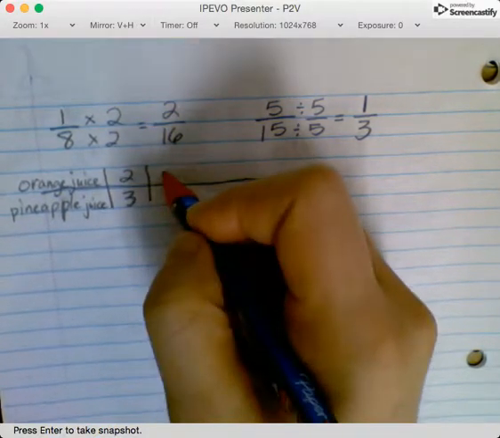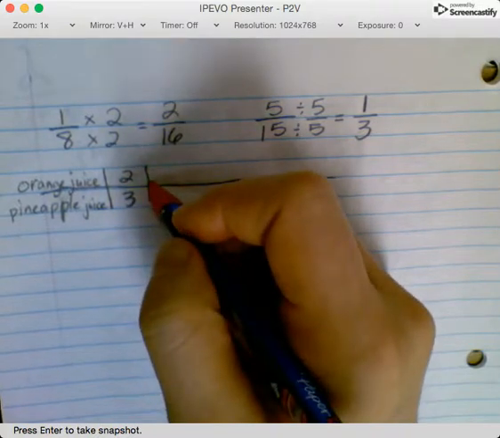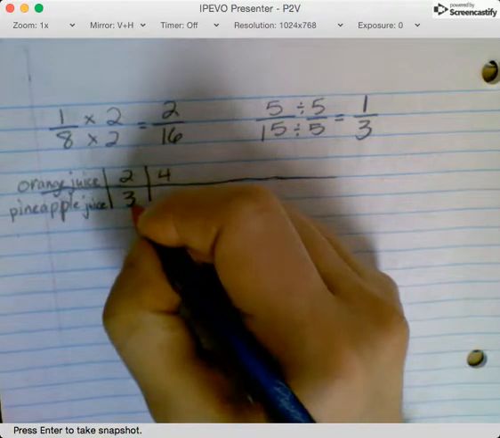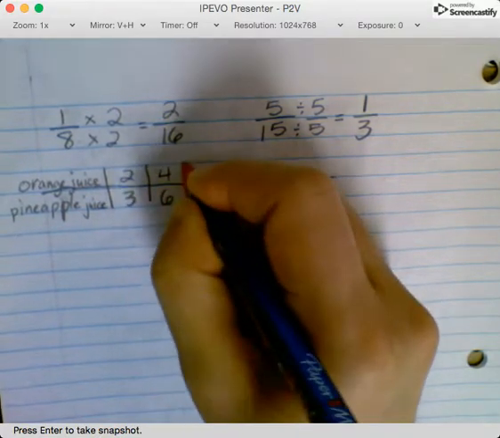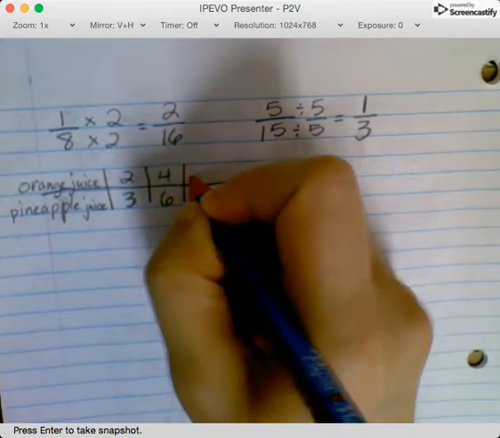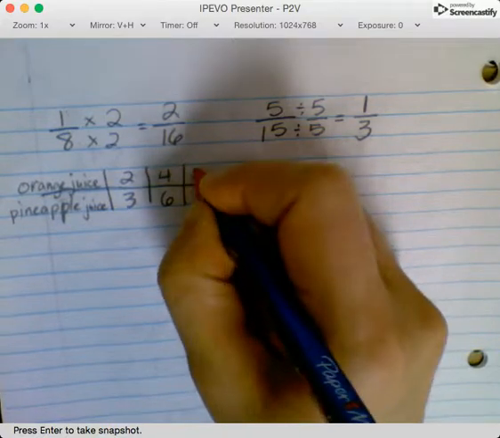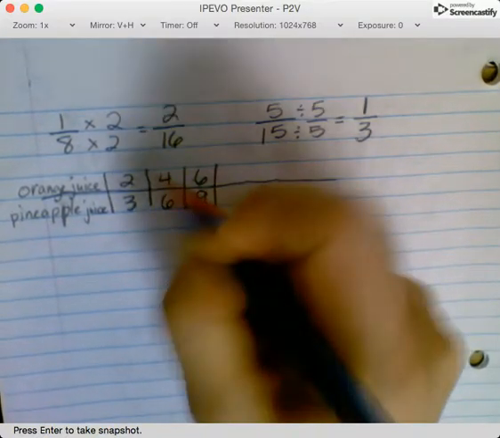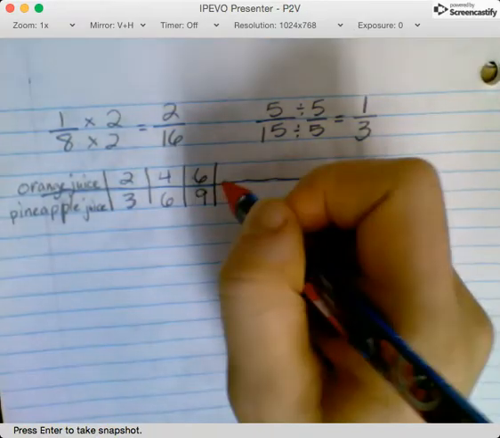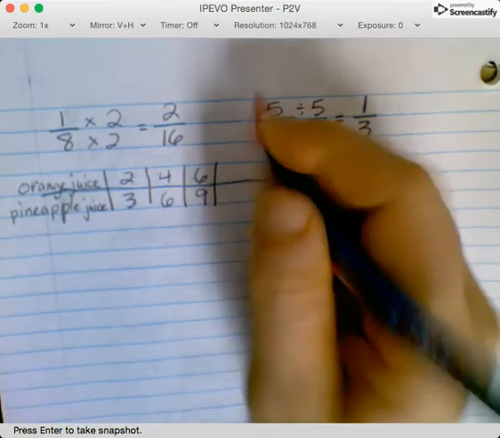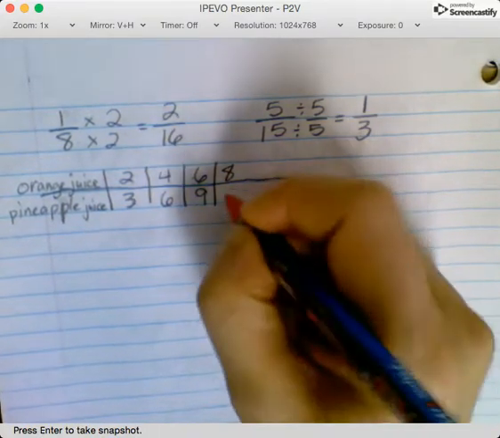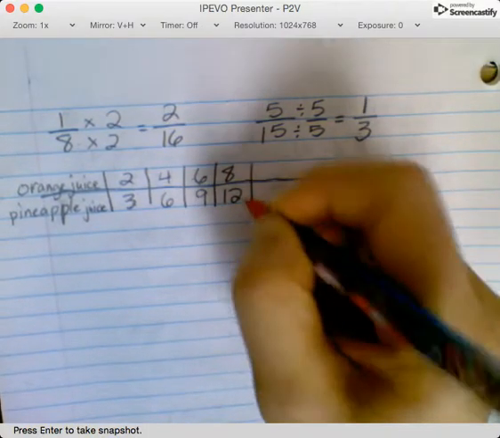So 2, let's do times 2 for the next one. So 2 times 2 is 4, 3 times 2 is 6. 2 times, let's do 3. 2 times 3 is 6. 3 times 3 is 9. 2 times, let's see, we did 3. Let's do 4. 2 times 4 is 8. 3 times 4 is 12. And you could just keep going.